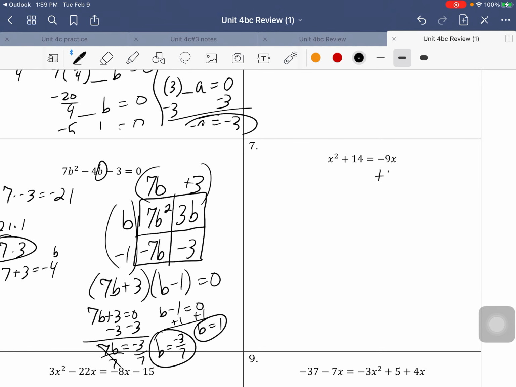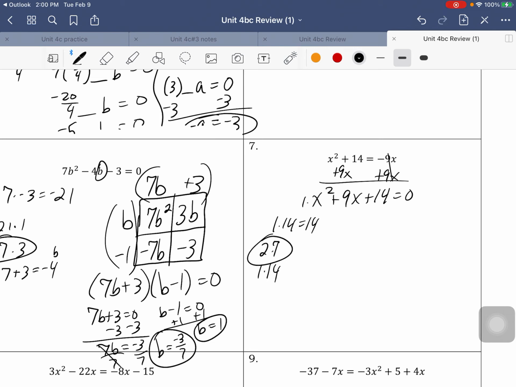Number 7, we need to move the negative 9x. The a term is positive 1x squared. So I'm going to move the b term over. And we're going to do a times c. So 1 times 14 is 14. What two numbers multiply to 14? What am I doing? 2 times 7, 1 times 14, and 2 plus 7 is 9.